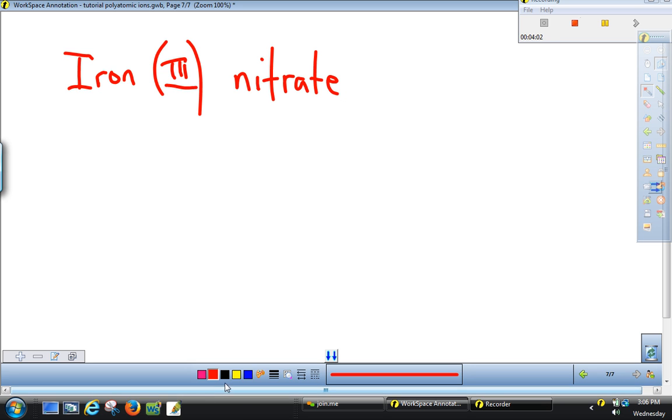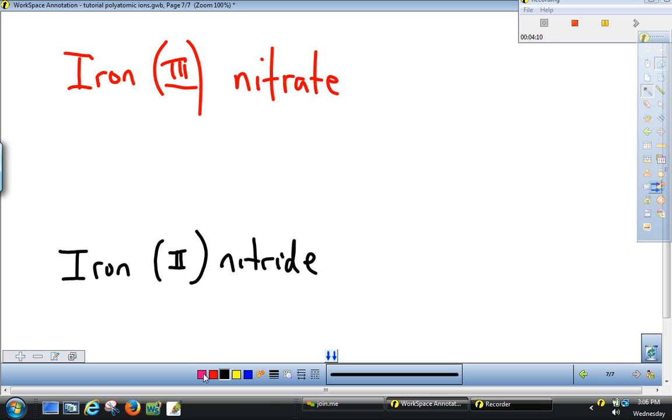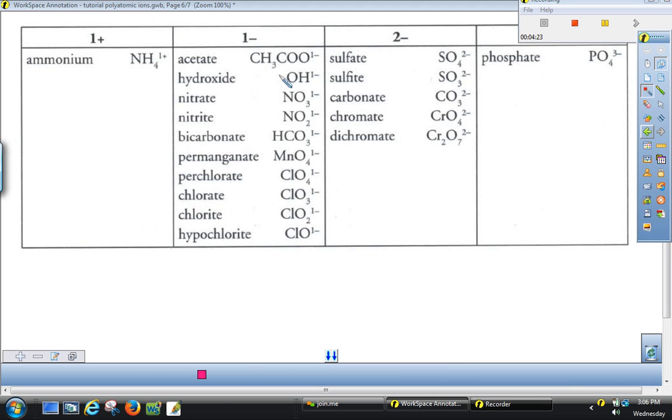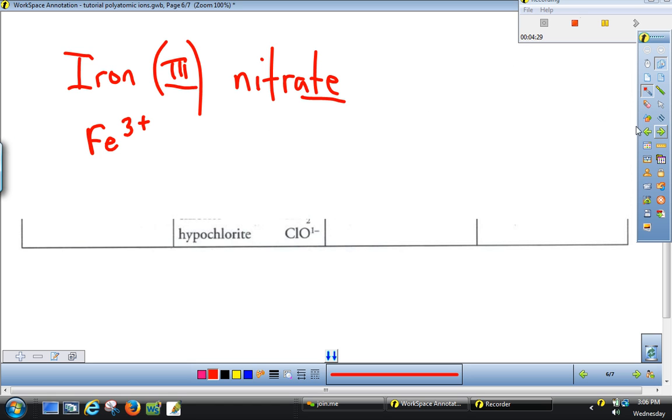And we're going to compare that to iron(II) nitride. So we can just read this as iron(III) nitrate. That tells me the iron has a +3 charge. And then nitrate, I look at my list. It doesn't end in -ide, so it's not nitrogen that turns into nitride. It's not nitrogen -3, but nitrate. Nitrate is right here. Nitrate is NO3 with a -1 charge.